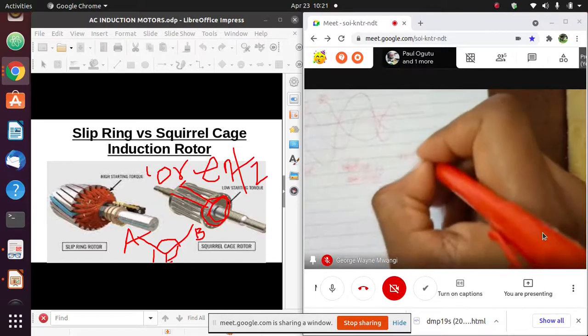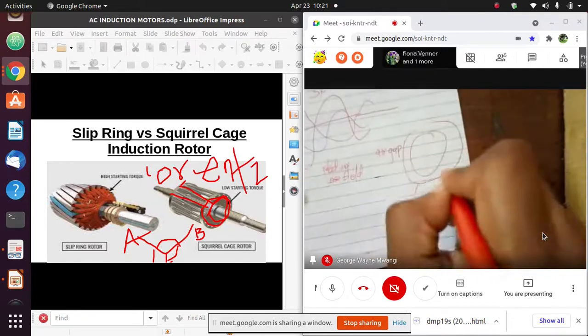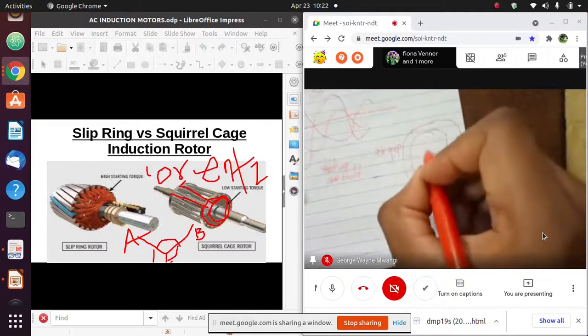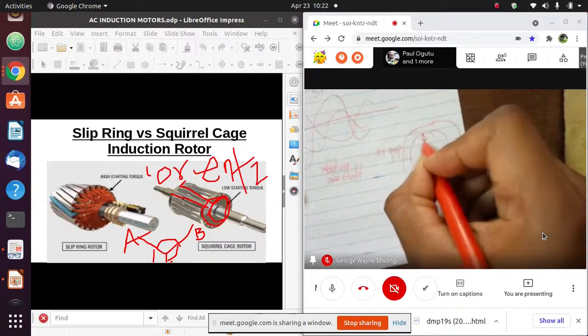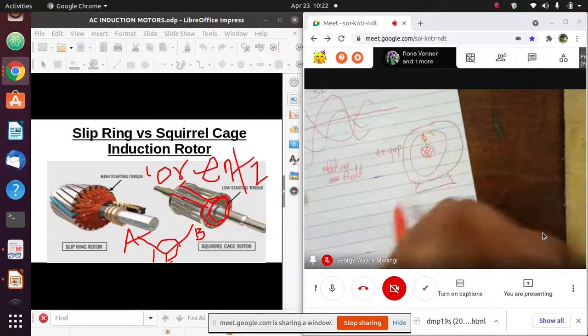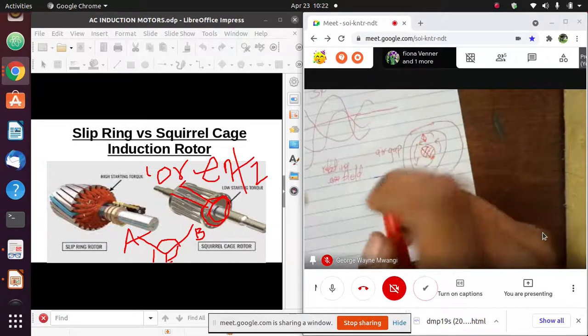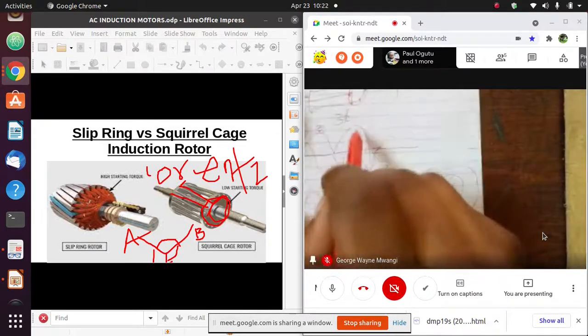And I've said that the air gap is the space. Let's say this is our stator of a 3-phase induction motor, and this is our rotor. And this is the air gap, the space between the stator and the rotor. So we'll have a rotating magnetic field, a revolving magnetic field in the air gap due to the 3-phase supply.